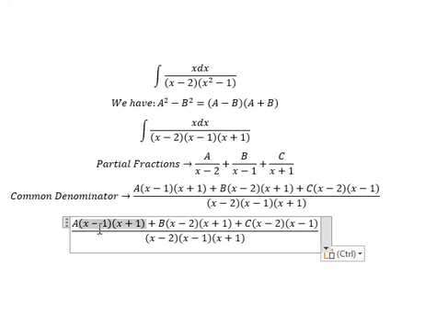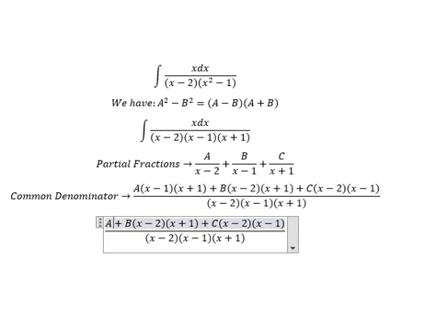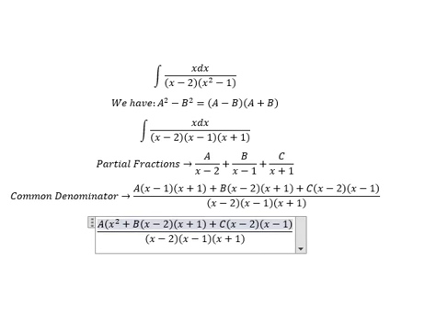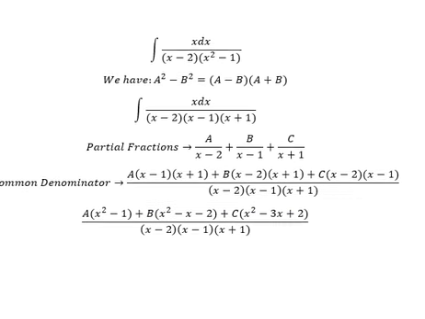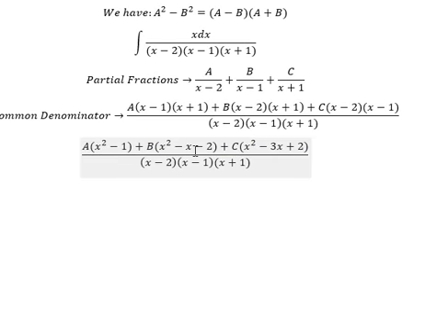So, for this one, we have s squared minus 1. About this one, we have s squared minus s minus 2. About this one, we have s squared minus 3s plus 2. Now, we need to arrange based on the terms of s.